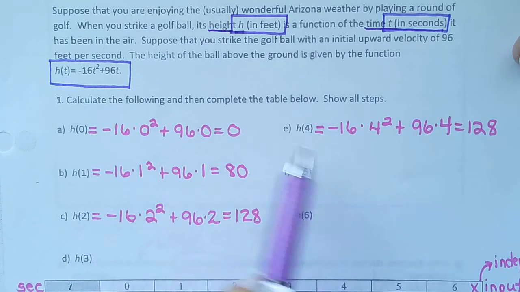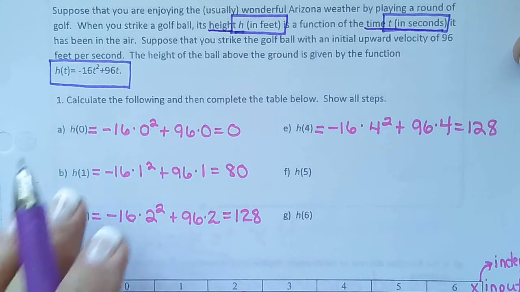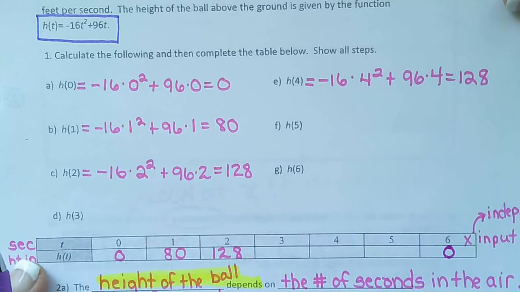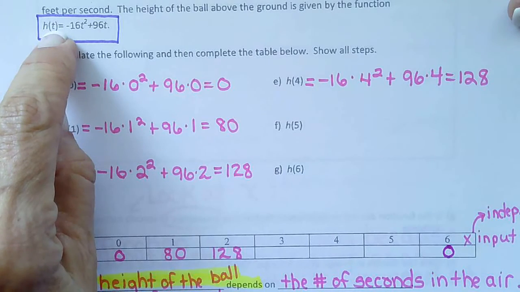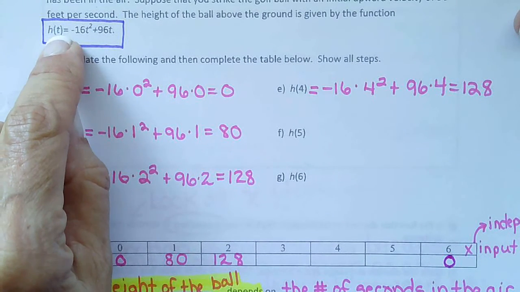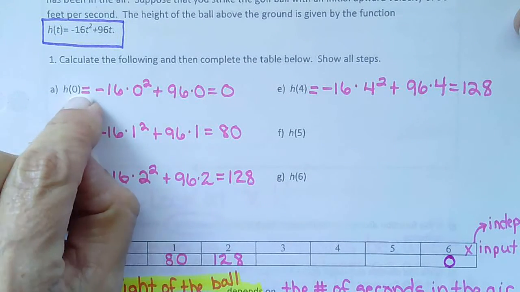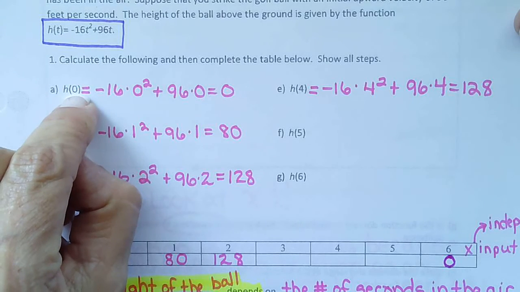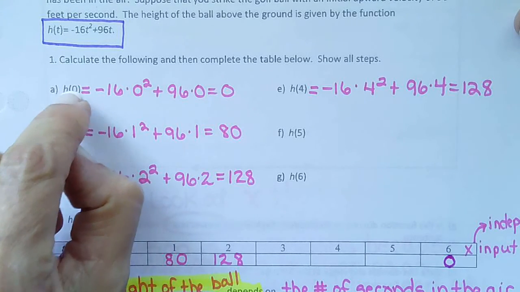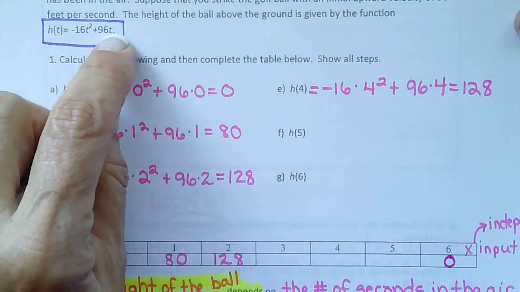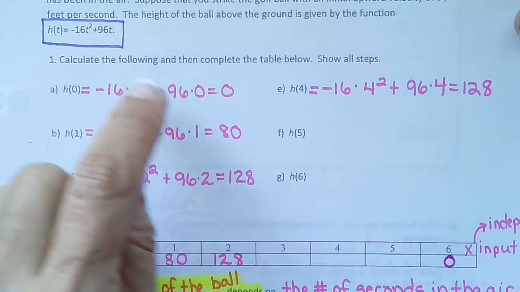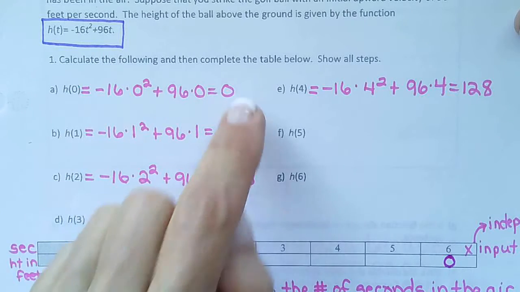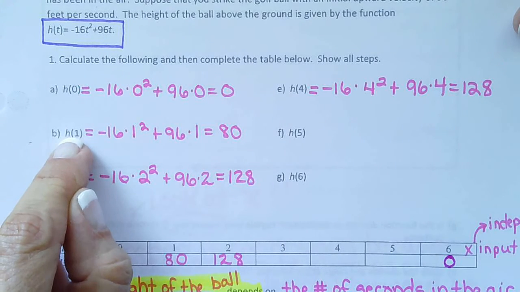So calculate the following. I just did 4 random ones because I don't think we need to do all of them, but I did 4 random ones just for practice so we could practice on the calculator. So h of 0 means wherever I see t, I need to plug in 0, because see how 0 is in the spot where the t is. So negative 16 times 0 squared plus 96 times 0. 0 plus 0, 0. So you don't need a calculator for that one.